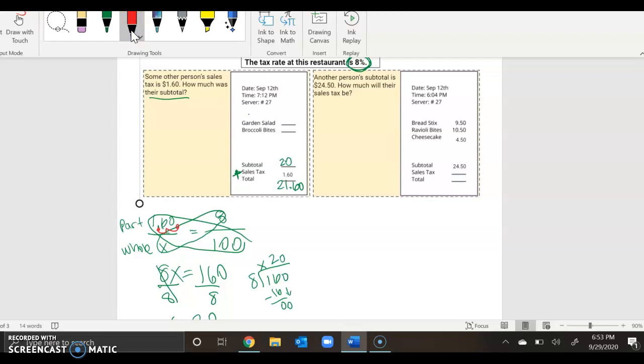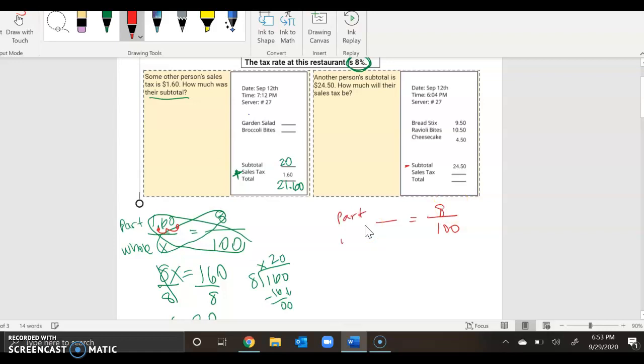The second receipt, this time, it says another person's subtotal is $24.50. How much will the sales tax be? So this time we know the subtotal. We need to find the tax and then get our total. So again, we're going to need a proportion. 8% is still our tax rate, so percent is out of 100.